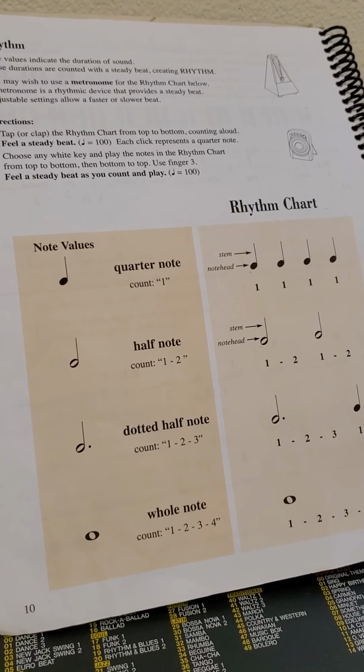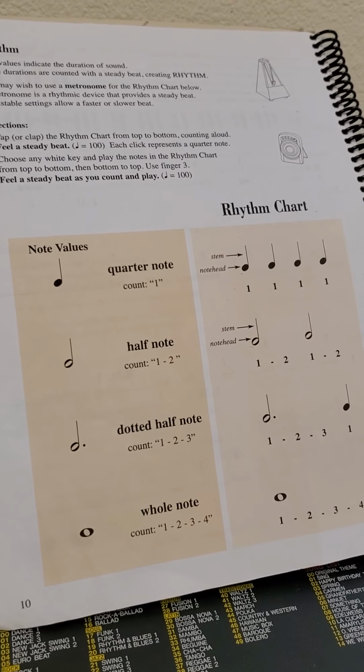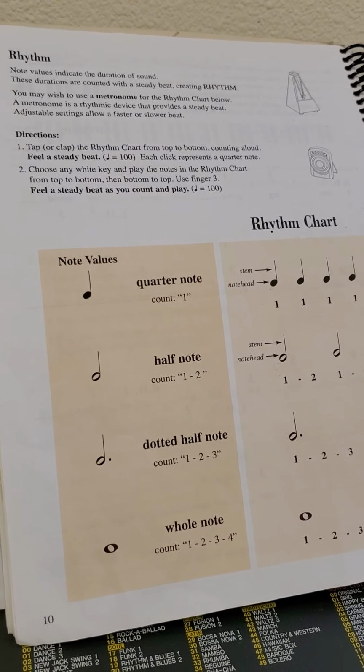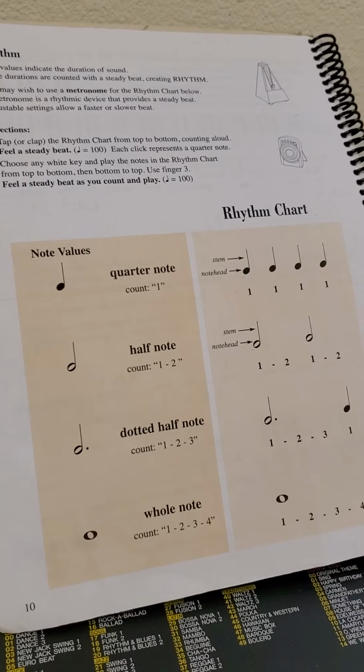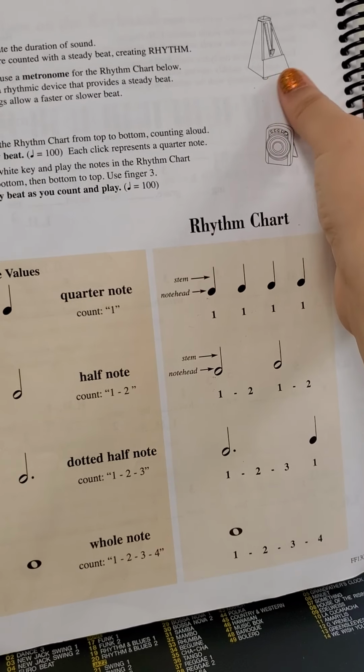And a great example in real life could be a heartbeat, a ball bouncing, a clock ticking. Those are all great sounds of steady beat. And an instrument that we use in music is something called a metronome. So this is kind of what an old-fashioned metronome is.